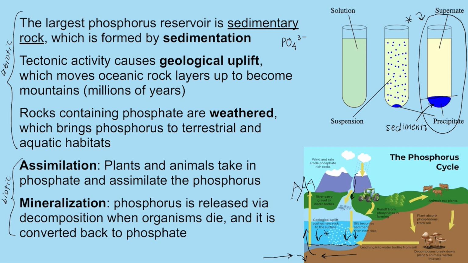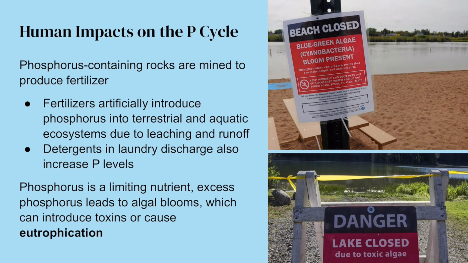So basically with organic materials, so living things, we have PO4 3-. This is organic phosphorus. So it's converted to phosphorus in plant and animal bodies. So we have assimilation on one side, and then we have mineralization on the other side, which basically converts phosphorus back into phosphate. So there are several human impacts on the phosphorus cycle. First off, phosphorus-containing rocks are mined to produce fertilizer.